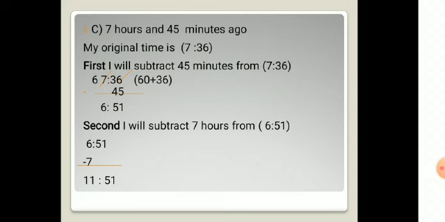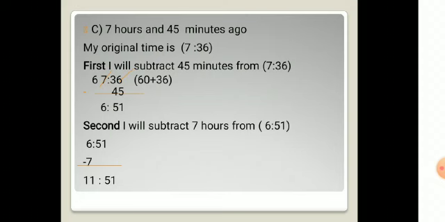So I have to put hours under hours. So 7 under the 6. So I have to put 6:51 minus 7. And I have to put the hours under the hours. So can I subtract 7 from 6? Of course not, but I need to do nothing. Why? Because this is hours.